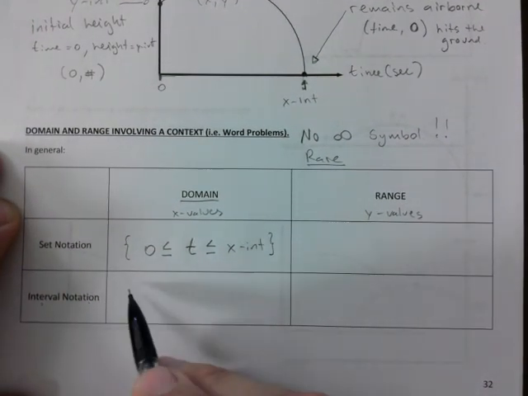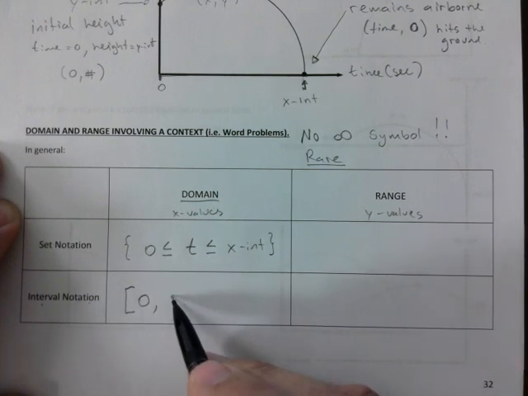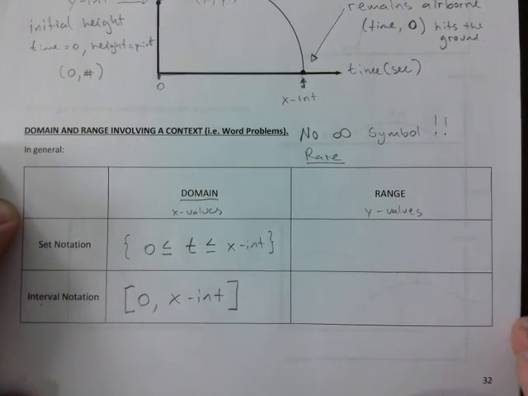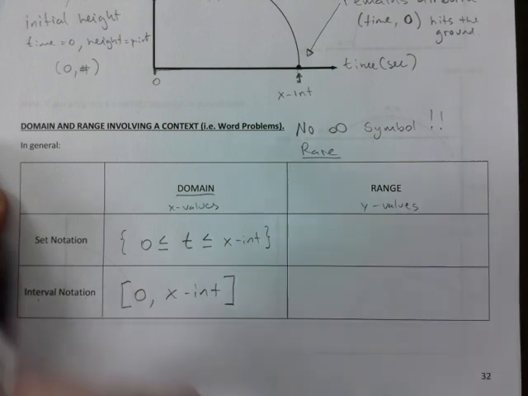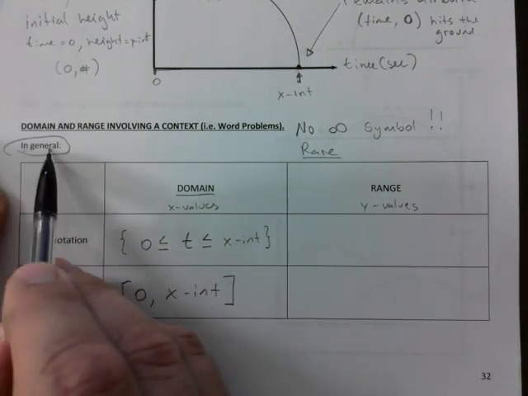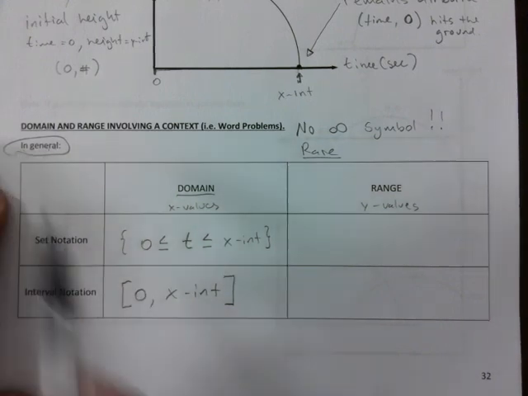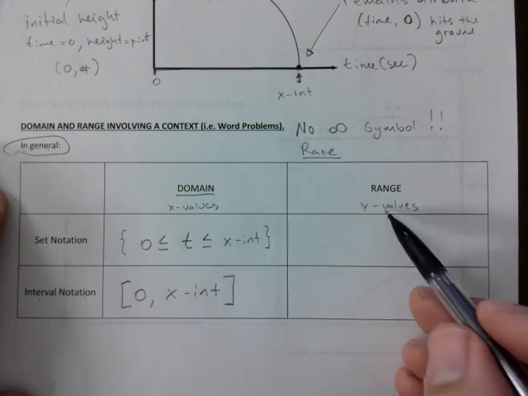Interval notation, this is easier. You just go from 0 till the x-intercept. Square brackets on both sides. And you're going to practice this in a bit. What does it say here? In general. It doesn't say always. It says in general, you will probably encounter this in general. Y values.